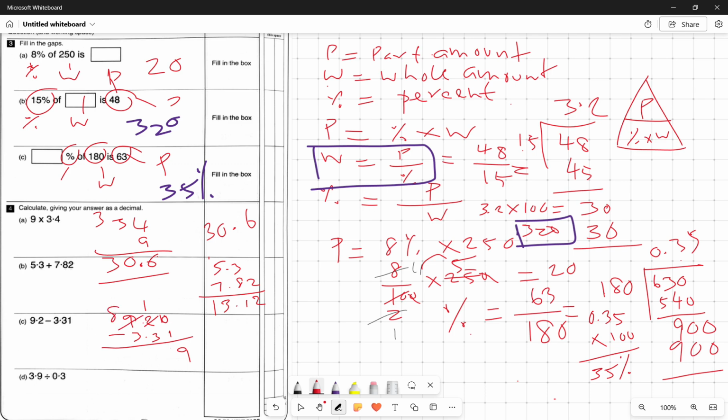Now look at this one. 9 is going to change to 8. So 11 take away 3 is 8. And 8 take away 3 is 5. And decimal under decimal, so your answer is 5.89.